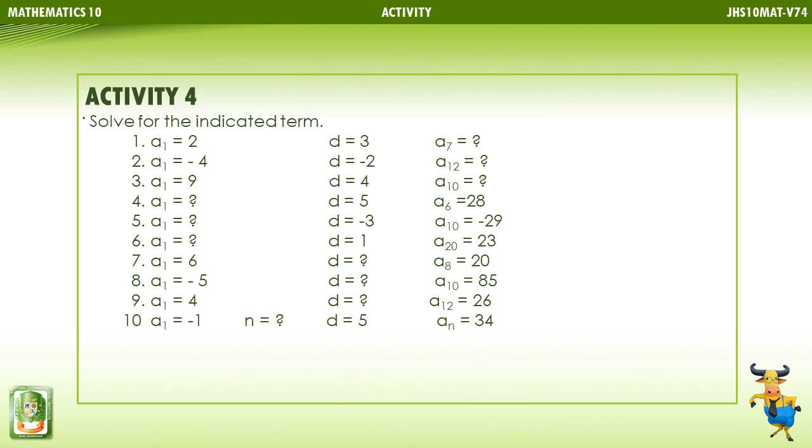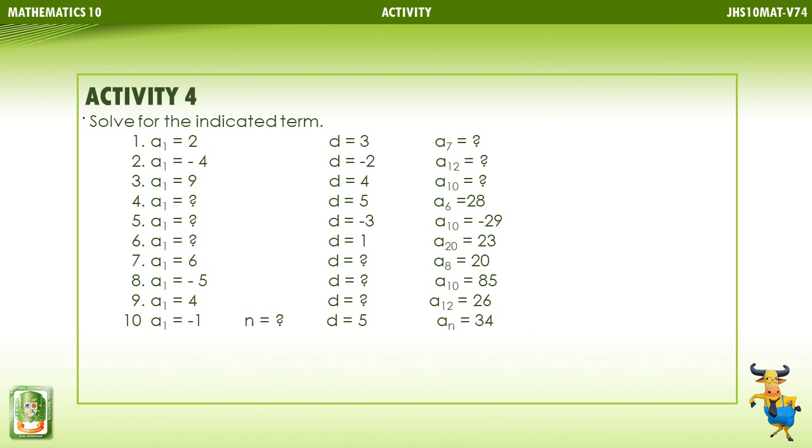4. A sub 1 equals ____, d equals 5, a sub 6 equals 28. 5. A sub 1 equals ____, d equals negative 3, a sub 10 equals negative 29. 6. A sub 1 equals ____, d equals 1, a sub 20 equals 23.